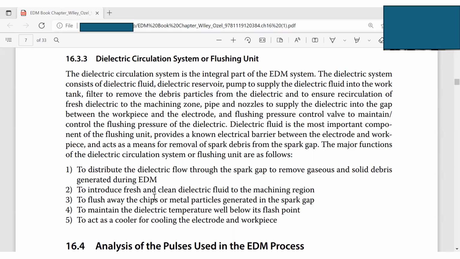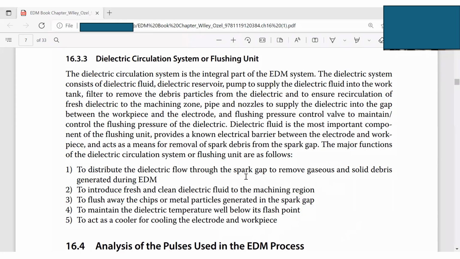So it acts as a cooler for cooling the electrode and the workpiece. So this is very, very important. Okay. Any questions regarding this dielectric circulation system?